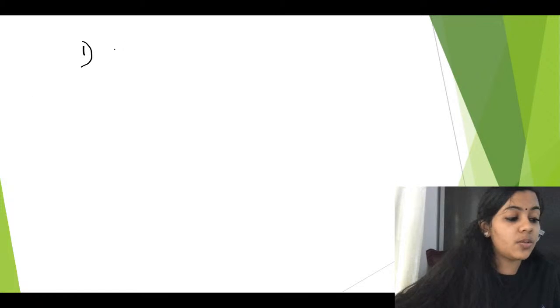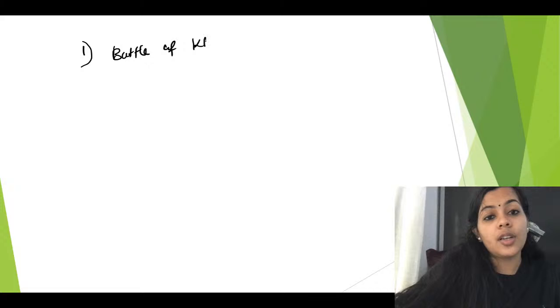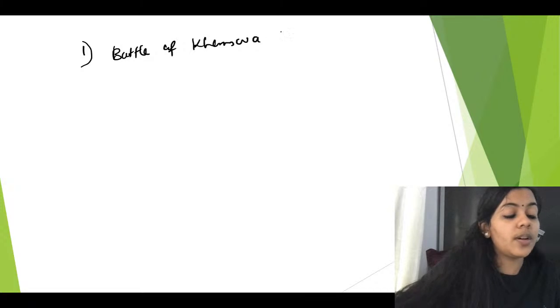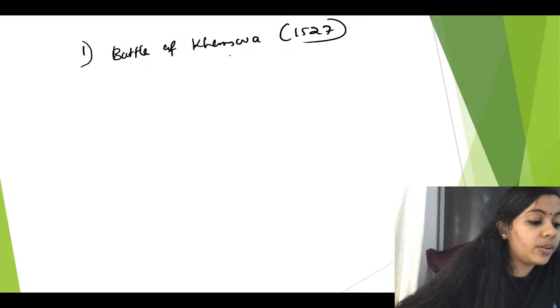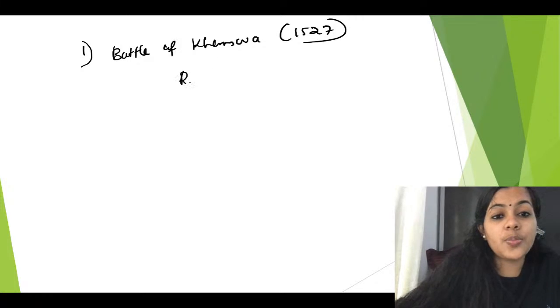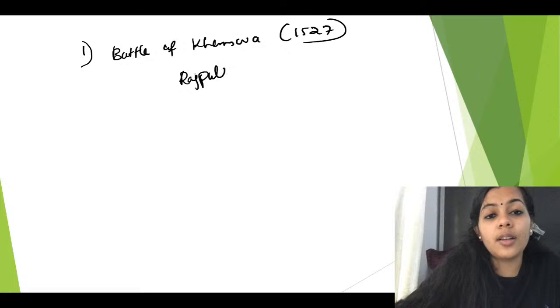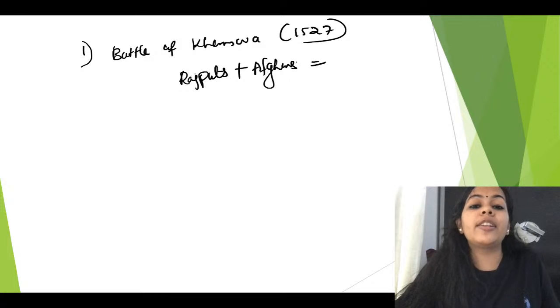Now we are going to see the first two decisive battles, two important battles. The first one is the Battle of Kanwa, which was in the year 1527. So now we are going to this. Rajputs, why this Battle of Kanwa? The Rajputs and Afghans: Rajputs plus Afghans is equal to the Battle of Kanwa.